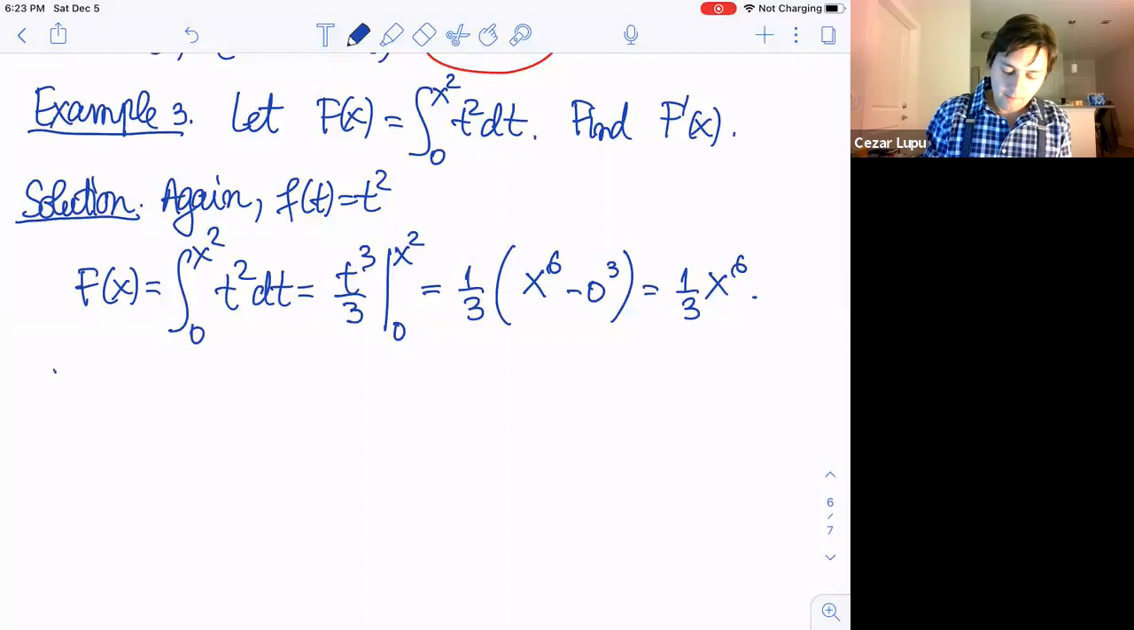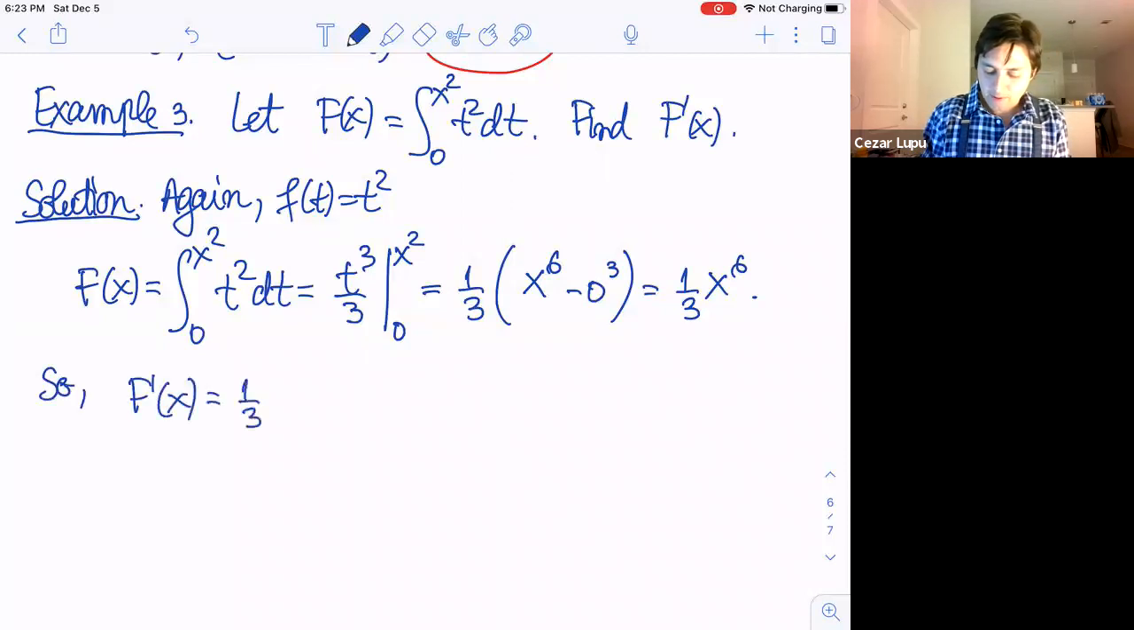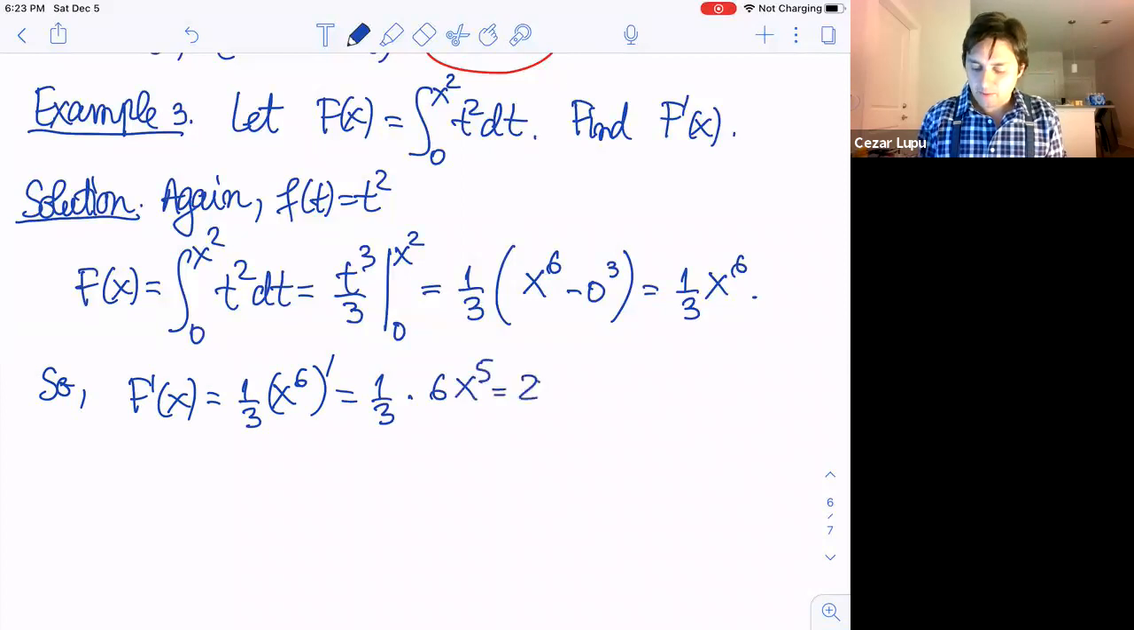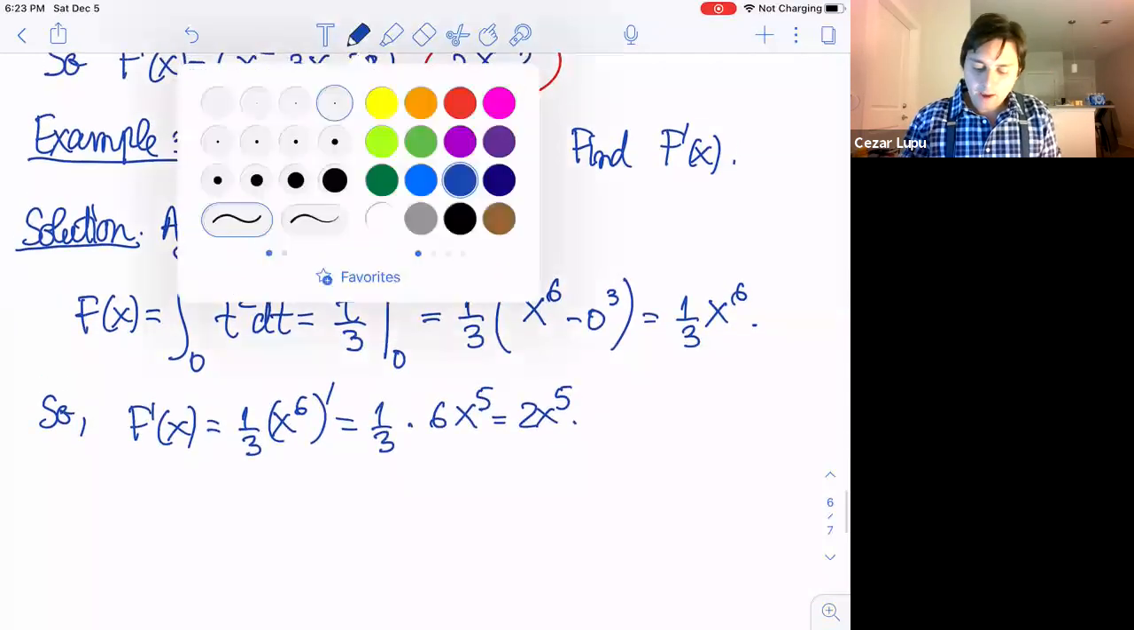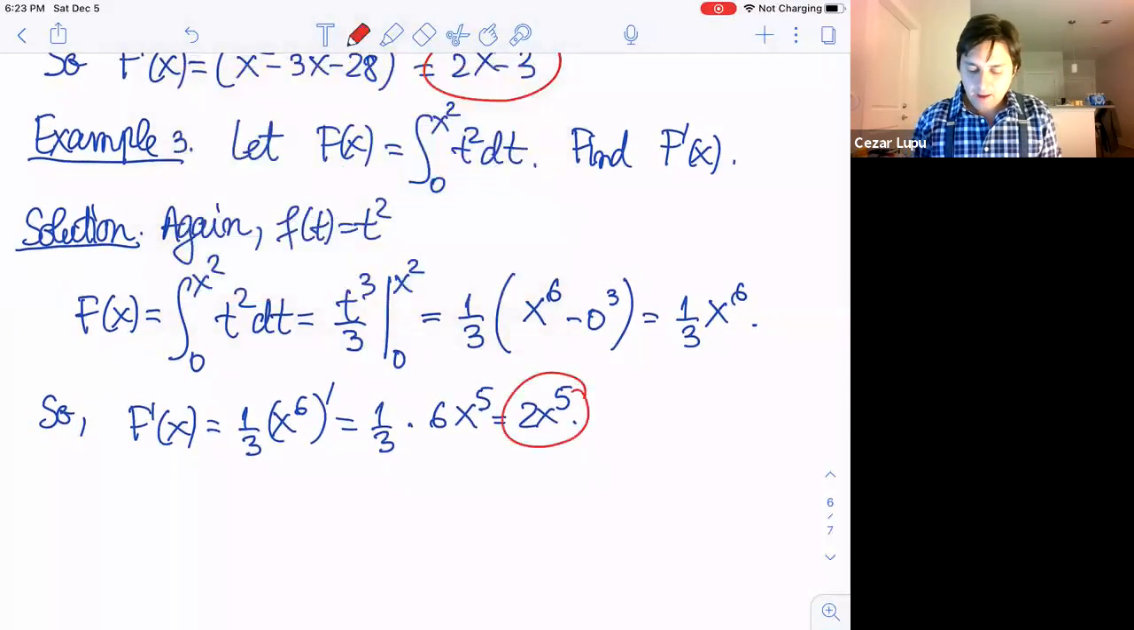All right, so f prime of x will be 1/3 times x to the 6th prime, which is 1/3 times 6 x to the 5th, which is 2 times x to the 5th. Wow, look, you see, now we have something here. Look at this guy. And here, this guy is not the same. You see, this is what happens when you have, instead of x, you have x squared. So pay attention. Don't fall into this trap.